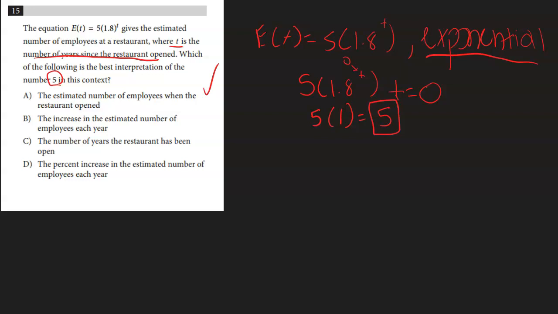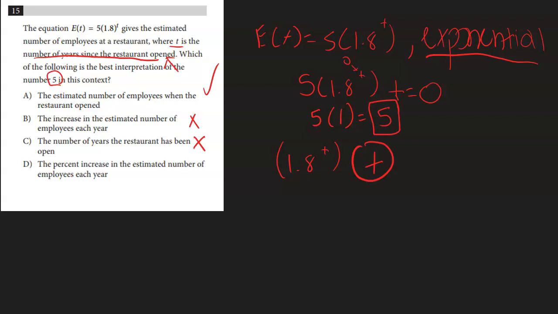And then we have B, the increase in the estimated number of employees each year. Well, the increase in the number of employees would actually be 1.8 to the power of t, because that is our changing variable. So no, it's not B. The number of years the restaurant has been opened, well, that would actually be represented by t, because t over here is the number of years since the restaurant opened. So nope.